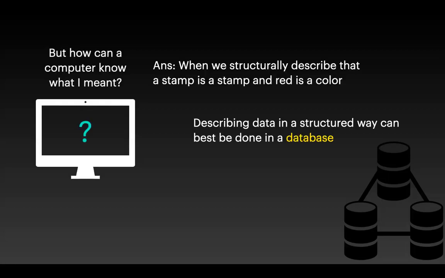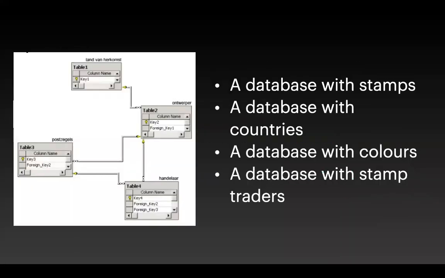Describing data in a structured way can best be done in a database. So different types of database can be connected. A lot of databases: with stamps, with countries, with colors, with stamp traders. All these databases are separately made. This is what we call backend architecture. Backend architecture is all about databases and connecting them all together. This is beautifully done with the help of blockchain. We will be discussing that as well.